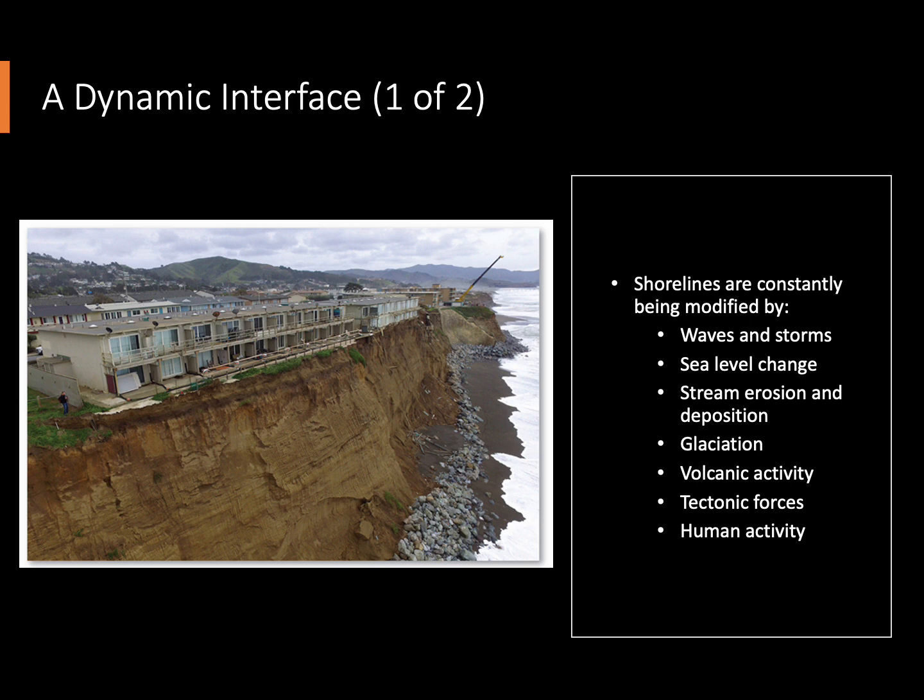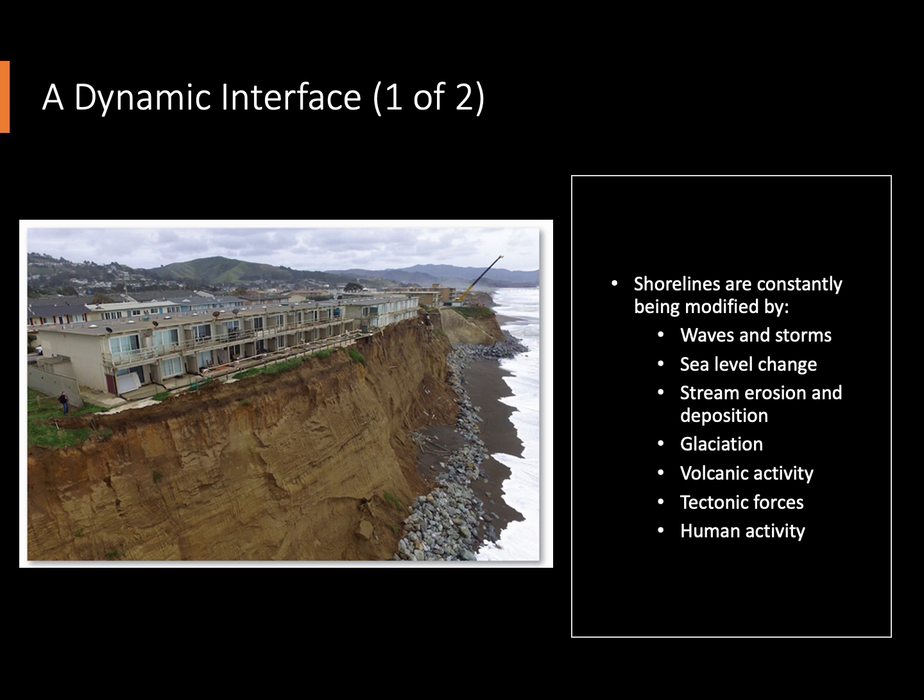We see that there are a lot of different things that can change our shorelines. Here we're looking at an image where it looks like it's probably a hotel or a condo that's right along a cliff. This shoreline's been modified by waves and storms moving through, and eventually enough of this cliff is going to be removed that the entire building is going to collapse into the sea.